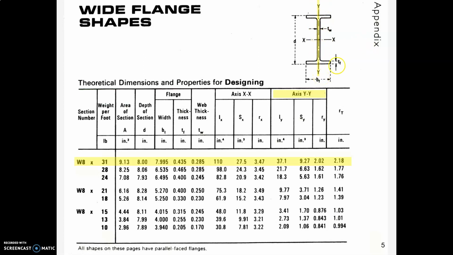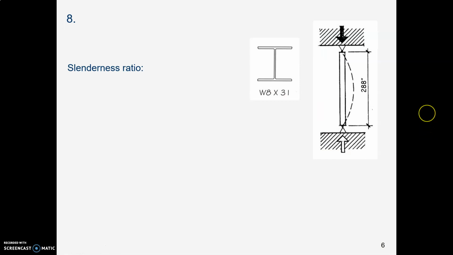And let's find the radius of gyration, the r, around the y-axis. And here it is, r for radius of gyration. Here is the number for our 8 by 31 size of wide flange. So our radius of gyration is 2.02. So the question is, if you take 288 inches divided by 2.02, do you get a number that's greater than 140?